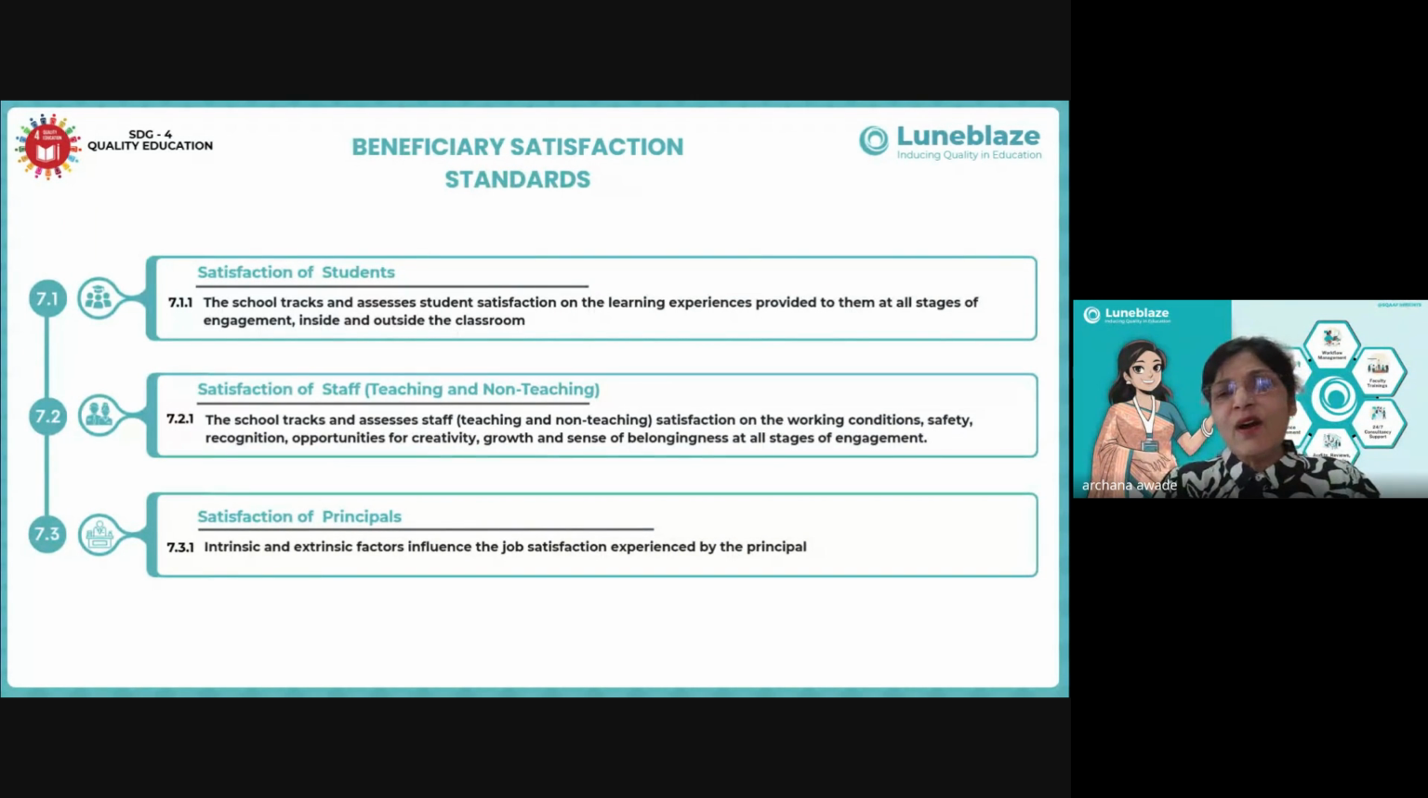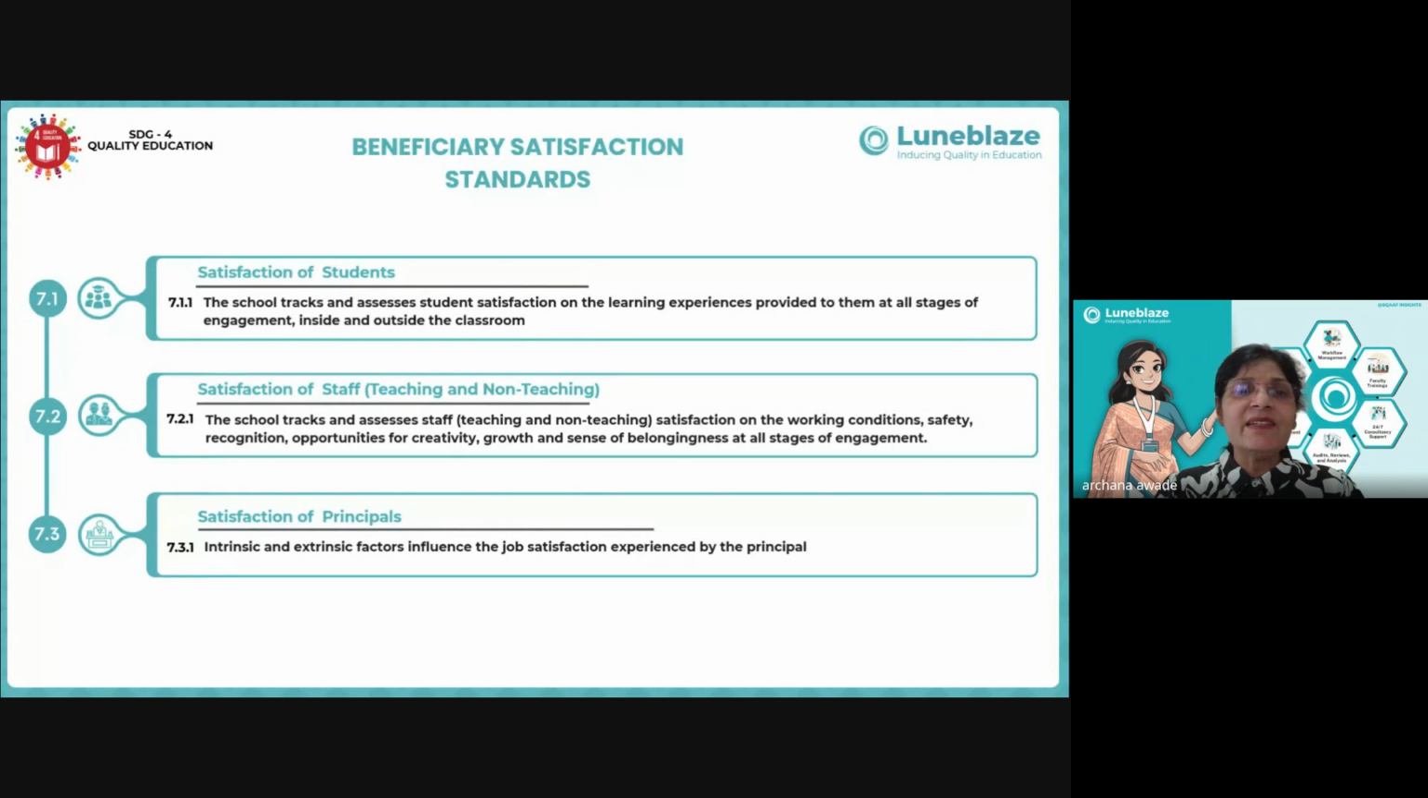Next is the standard for the satisfaction of the principal. Intrinsic and extrinsic factors influence the principal's job satisfaction. So the principal's satisfaction depends on autonomy, support from the management, recognition, and the ability to create impact. If a principal feels empowered and appreciated, they can lead more effectively. For example, a school management team supports the principal in piloting a digital learning program. With encouragement and resources provided, the principal feels confident and valued, boosting their job satisfaction.